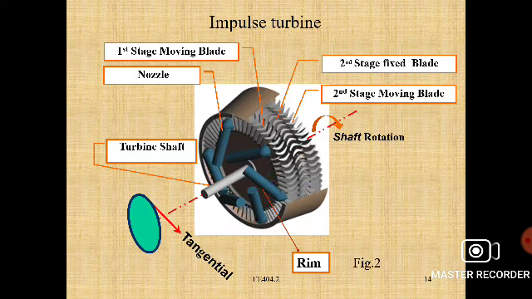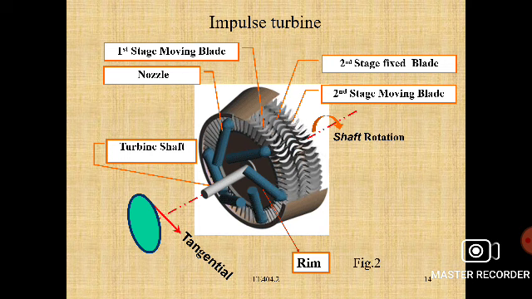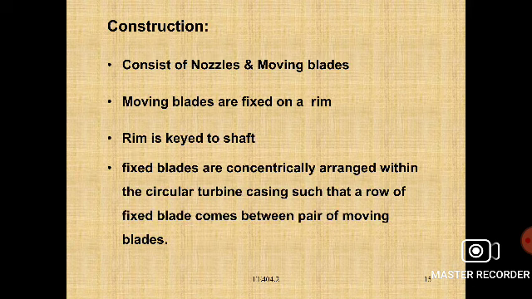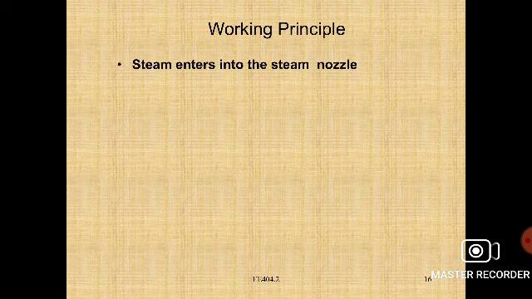You can observe here the figure of the turbine, how we are supplying the steam through the nozzle onto the fixed blade and moving blades. This is the impulse turbine. The construction consists of an impulse nozzle and moving blades. Moving blades are fixed on the rim, and the rim is keyed to the shaft. Fixed blades are commonly concentrically arranged in the casing.